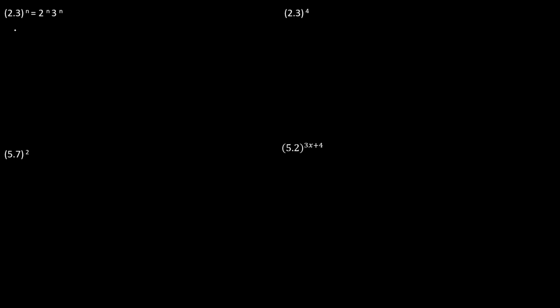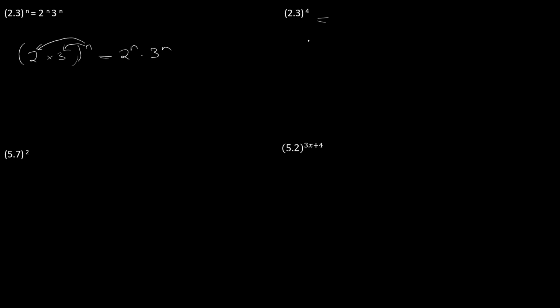Let's see some examples. So here we have 2 times 3 to the power of n, and then we distribute the exponent, so we have 2 times 3 all to the power of n, and then we distribute the n to both bases, and we get 2 to the power of n times 3 to the power of n.